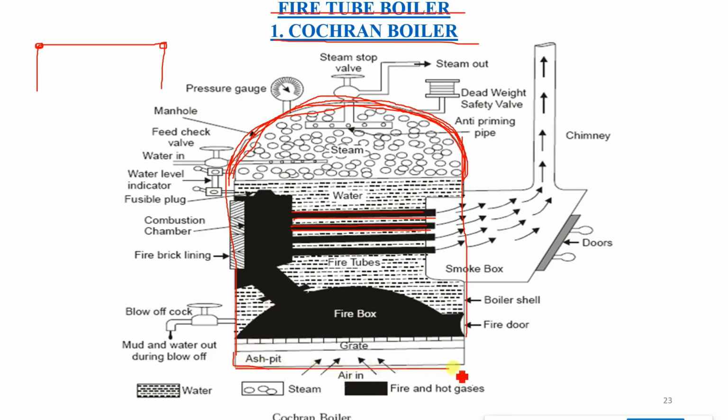At the bottom of the furnace there is an ash pit. This is a grate. This is a fire door. This is the firebox. Here fuel is supplied. When the fuel is burnt, its flames reach here.